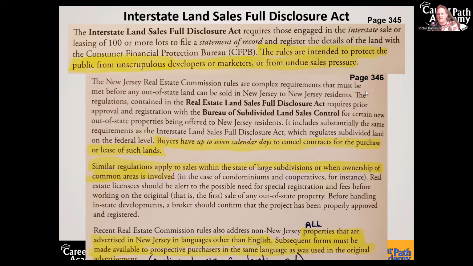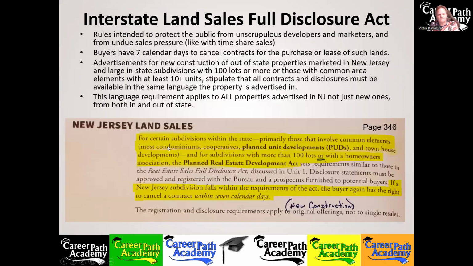So here we go. Interstate Land Sales Full Disclosure Act. They show you here on page 346. This is for subdivided lands, new construction for plant condominiums, cooperatives, and PUDs, planned unit developments, and townhouse developments. If the subdivision has 100 lots or more, or with a homeowners association, so it could be less than 100 lots. The Planned Real Estate Development Act sets similar requirements to those in the Real Estate Sales Full Disclosure Act.